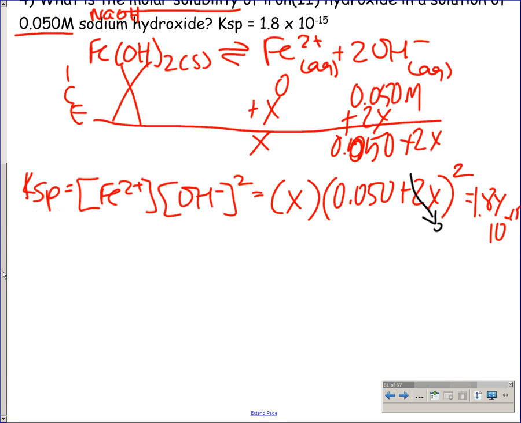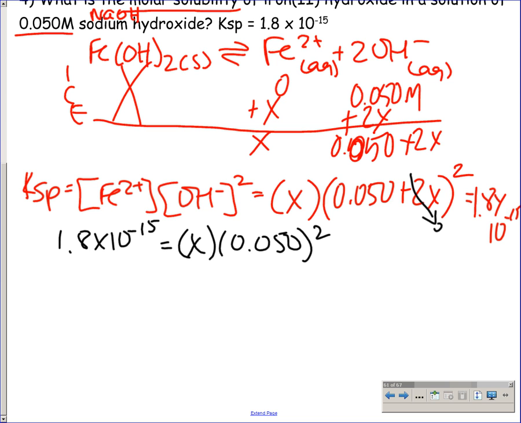All right, so then you're going to get 1.8 times 10 to the negative 15th is equal to X times 0.050 squared. That's pretty easy. Solve for X now. What you're doing is just square that and divide it on the other side. I'm not going to show you that math because you're intelligent human beings. You can do that. X is equal to 7.2 times 10 to the negative 13th molar.